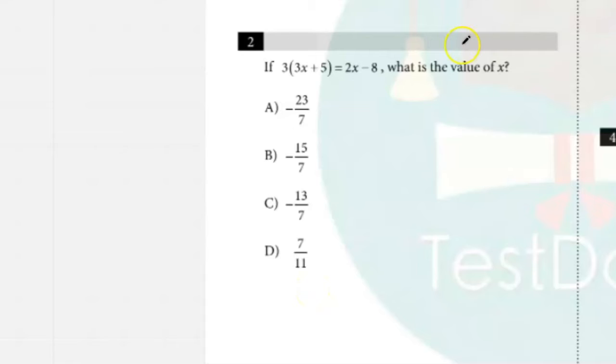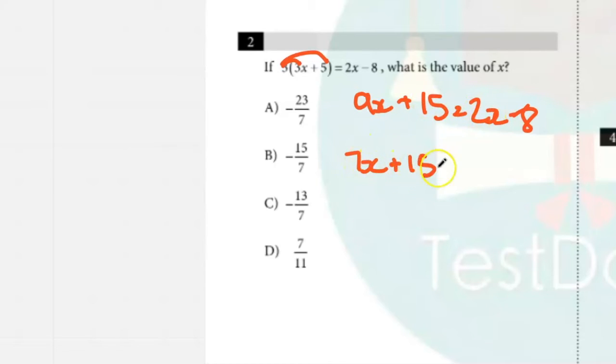Number 2, if 3 times 3x plus 5 equals 2x minus 8, what is the value of x? So this is just one equation, one variable question, so we're going to try to isolate x and then solve from there. So first we're going to want to use the distributive property here. Distribute the 3 to both 3x and 5, so we get 9x, because that's 3 times 3x, plus 3 times 5, which is 15, and that equals 2x minus 8. So now we want to move all the x terms to one side, so we're going to subtract 2x from both sides to get rid of it here.